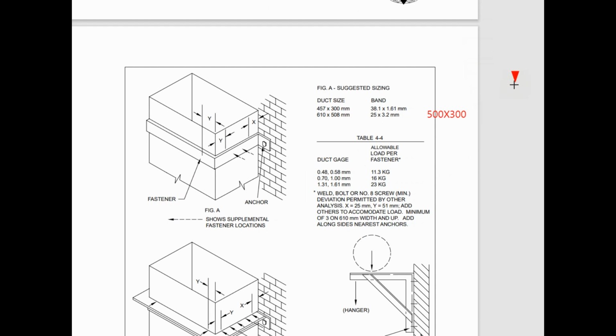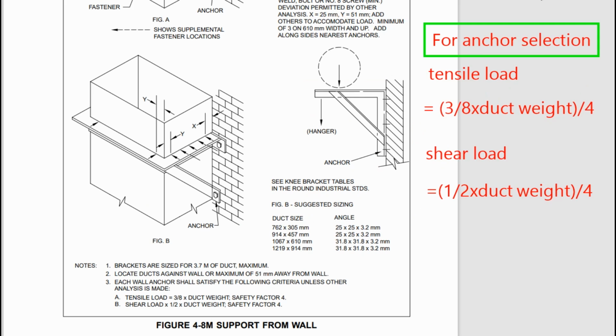Similarly, for a duct size 500 into 300 millimeter, to select a steel strap for its cantilever support, we will use this table. So you can see 500 is coming in the range of this 610. So we will select a steel strap for its cantilever support of size 25 into 3.2 millimeter. To select the anchor for duct cantilever support, we use this formula: tensile load equal to 3 by 8 into duct weight divided by 4, and shear load equal to half into duct weight divided by 4.